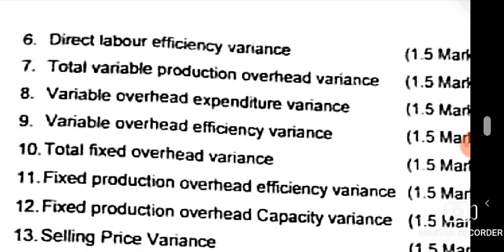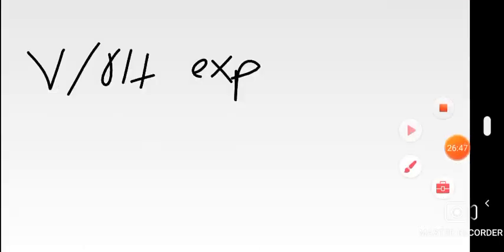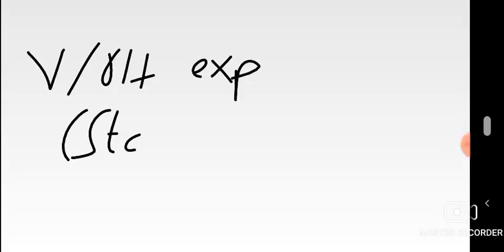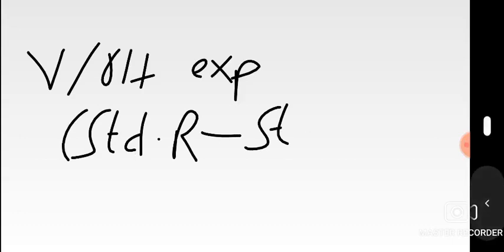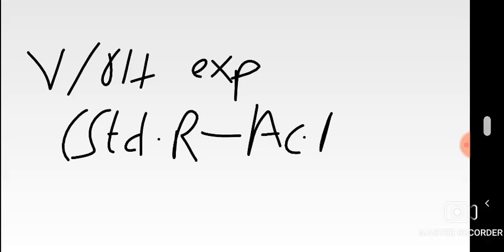So let's go and do the same thing. We are starting with variable overhead expenditure variance. How do you calculate this one? Standard hours. Oh, sorry, just a minute. Standard rates minus actual rates, close brackets, times actual hours.